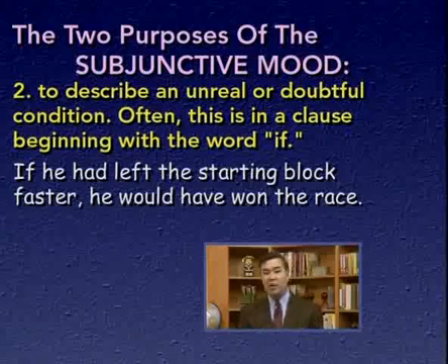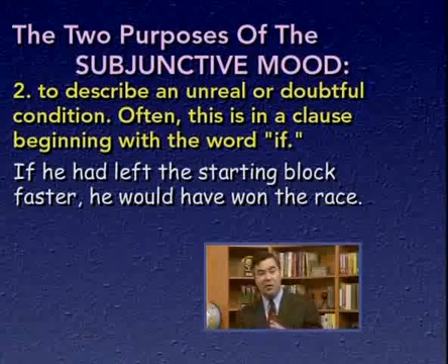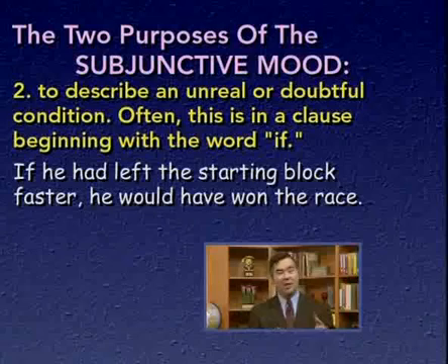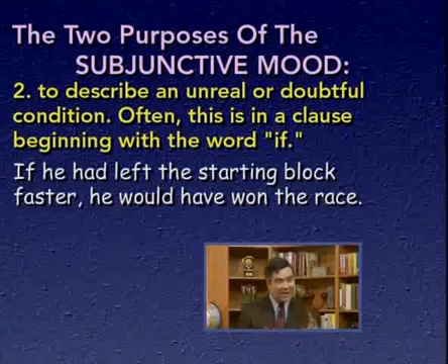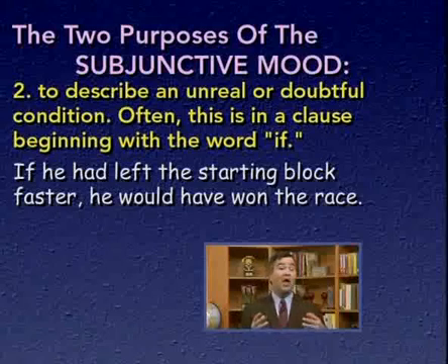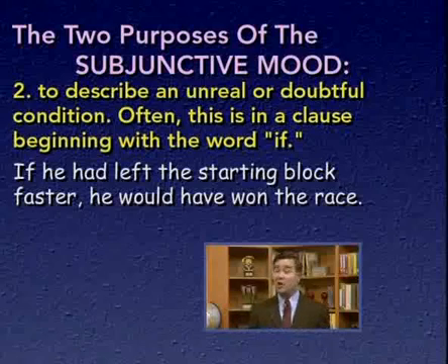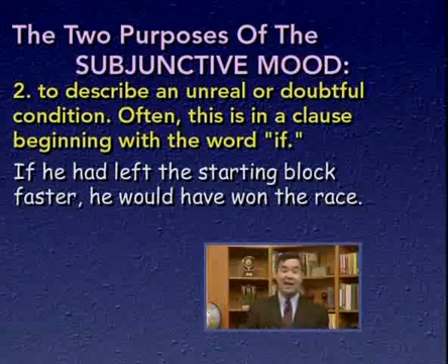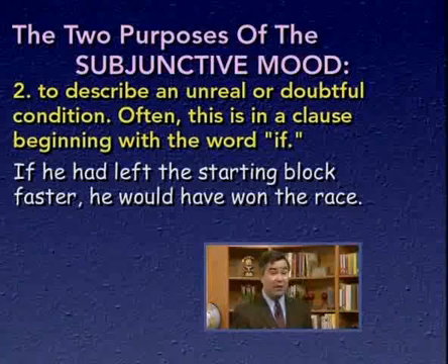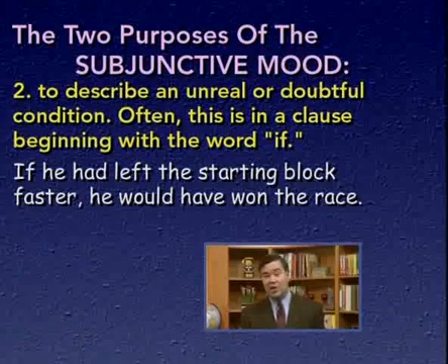Once again, we have two clauses here. The second one describes what would have happened. He would have won the race if he had left the starting block faster. So the second clause describes what would have happened if the first clause had been true. Once again, the first clause is describing an unreal or doubtful condition, something that didn't happen. He didn't leave the starting block faster. This is describing something that's unreal. Once again, it happens to be in a clause beginning with if, which is often the case, although not always. So here we have an unreal condition being described.